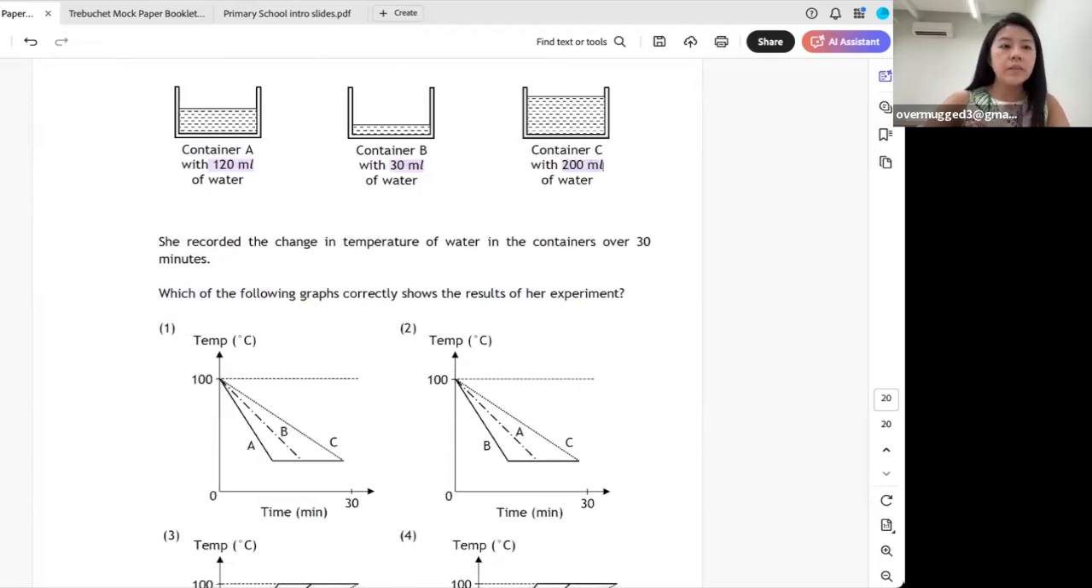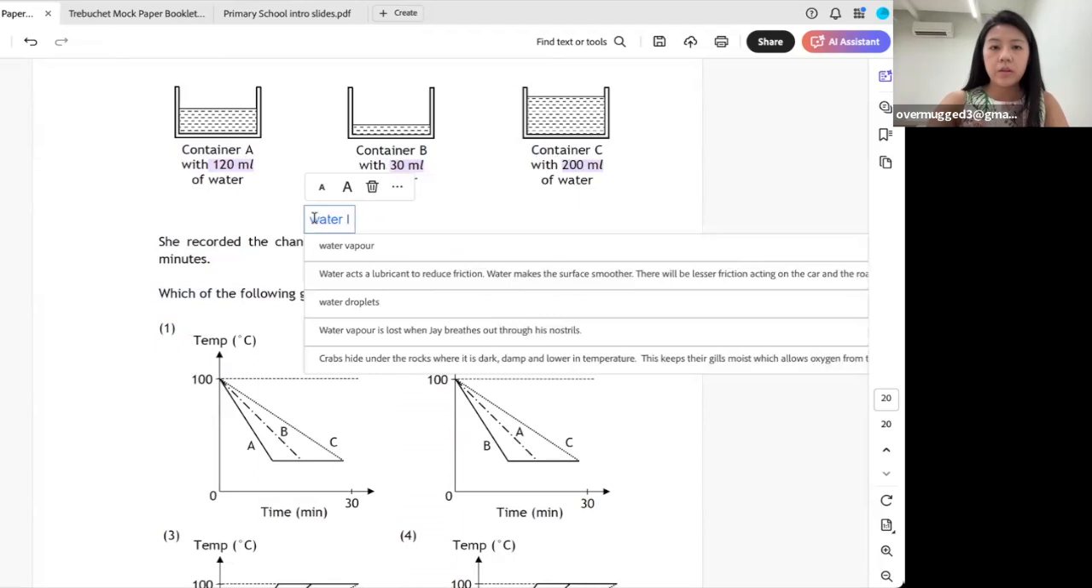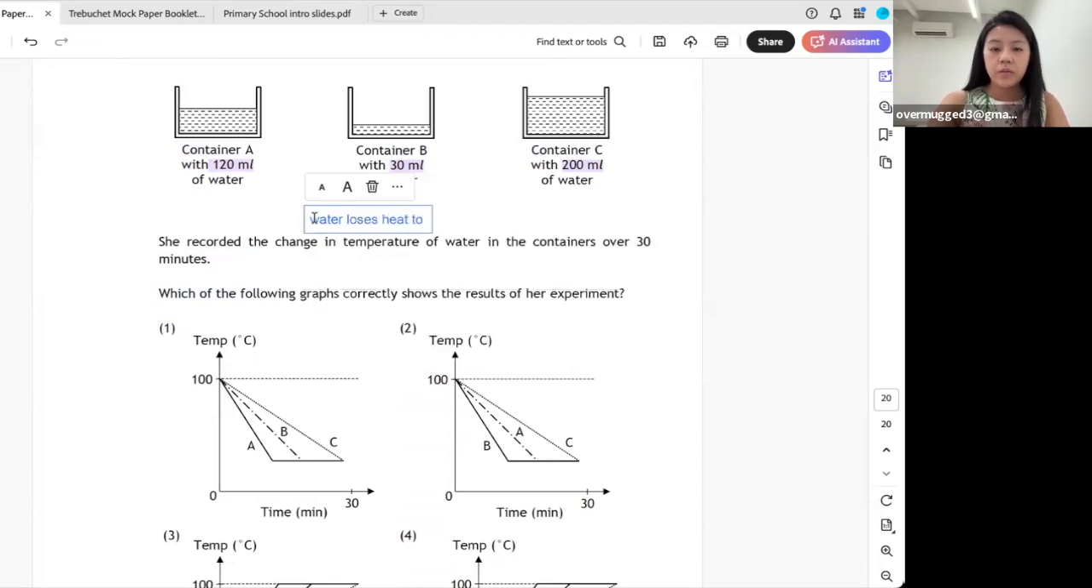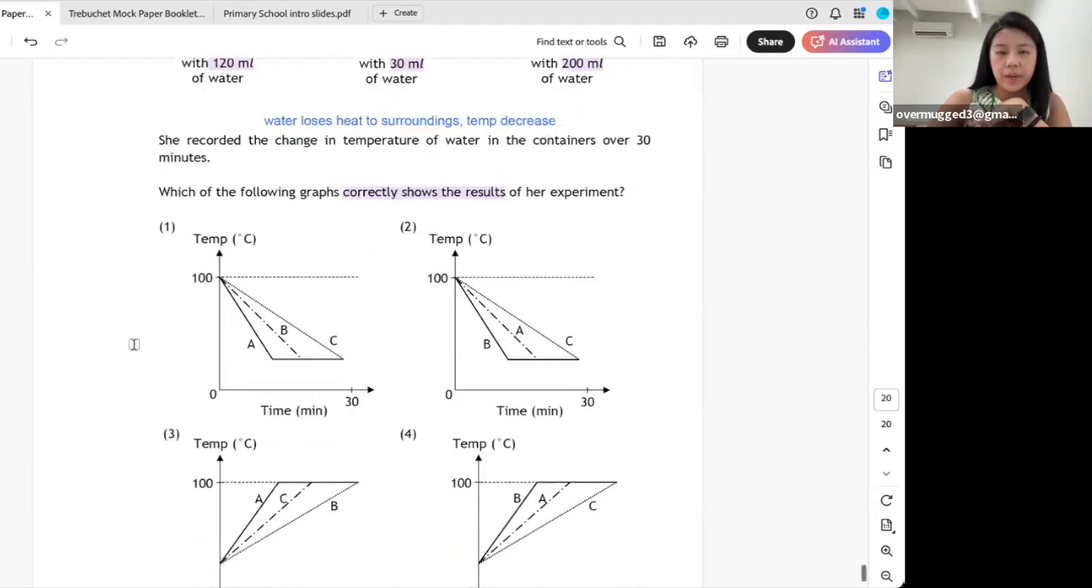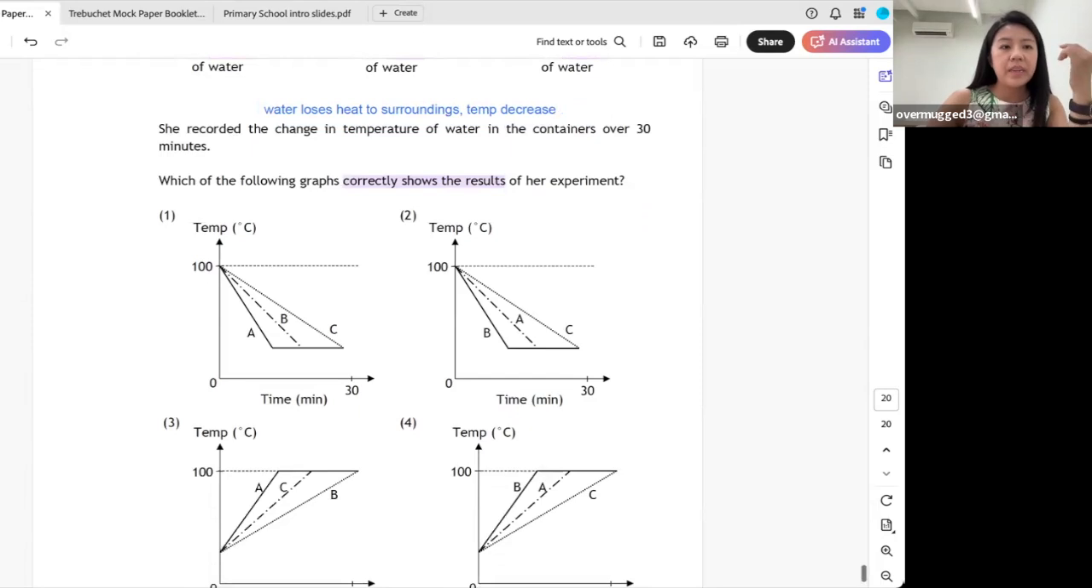Now, all these are going to lose heat. Water loses heat to surroundings. Temperature decreases. Okay, temperature will decrease when it's losing heat, right? So which of the graph correctly shows the results of the experiment? Straight away, if you look at the graph, we can eliminate option 3 and 4 because this shows increase in temperature, which is not possible.